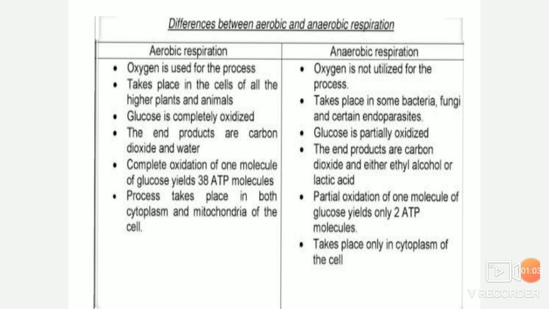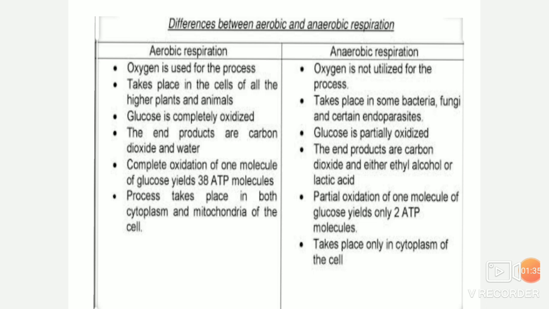In aerobic respiration, glucose is completely oxidized, meaning it is totally broken down into carbon dioxide and water, but in anaerobic respiration the glucose is partially broken down. So the end products formed by the complete breakdown of glucose are carbon dioxide and water, but in anaerobic respiration, carbon dioxide and ethyl alcohol or lactic acid are formed, depending upon the situation where the respiration is taking place.